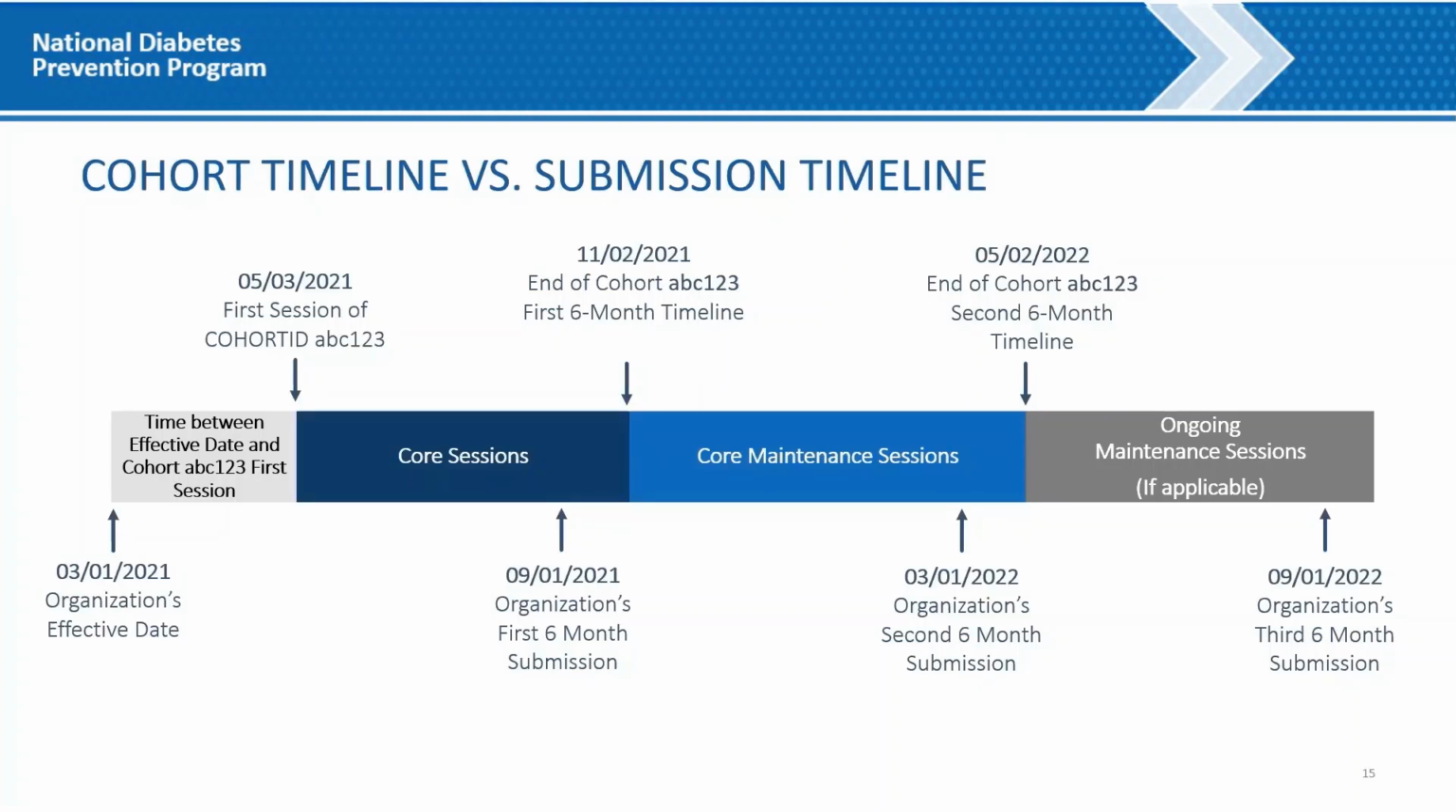In March 2022, the organization will submit the records collected from September 1st, 2021 through February 28, 2022. This will include the rest of the cohort's core phase and part of the cohort's core maintenance phase. In September 2022, the organization will submit all records collected from March 1st, 2022 through August 31st, 2022. This submission will include the final core maintenance records for the cohort that started in May 3rd, 2021.